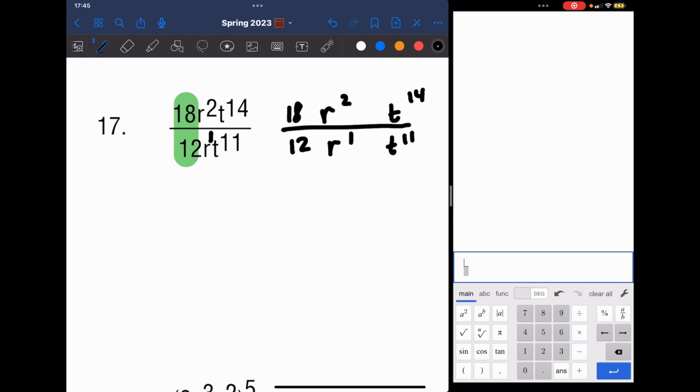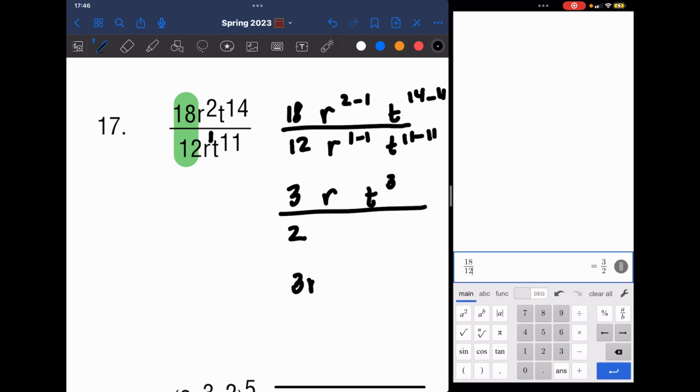So let's simplify the fraction in the calculator. So I have 18 divided by 12. I'm going to get a fraction of 3/2. So I have 3 over 2 times r to the 2nd minus 1, so that's r in the numerator, and t to the 14th minus 11, t to the 3rd, also in the numerator. So if we make this a little bit more appealing, 3r t to the 3rd over 2.